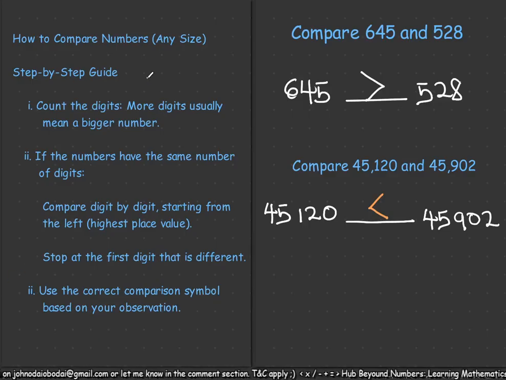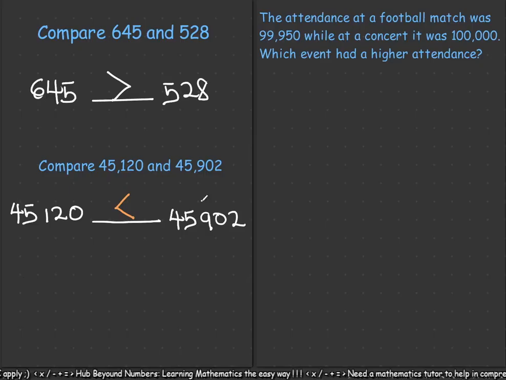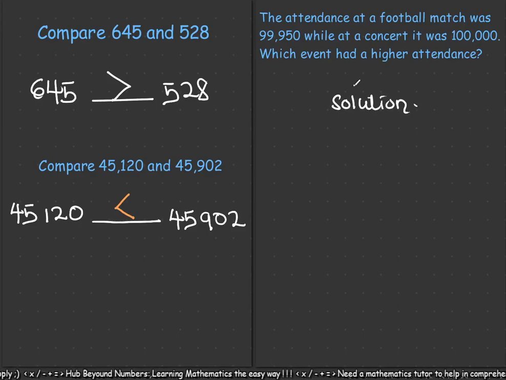So following this guide or the steps, you'd be able to compare any number, right? With that said, let's try this last question here. It says, the attendance at the football match was 99,950, while at a concert was what? 100,000. Which event had a higher attendance? So how do we go about this? We are just following the same steps.